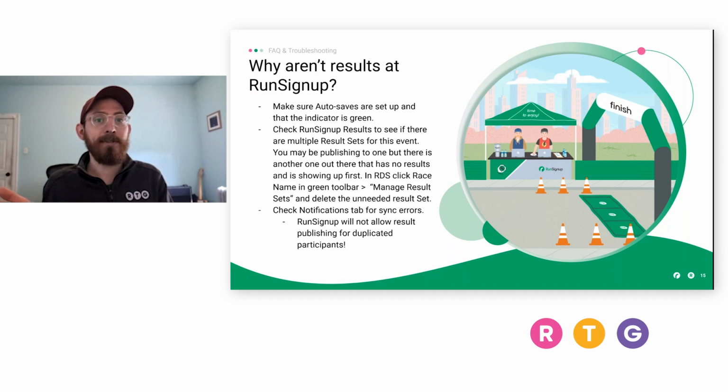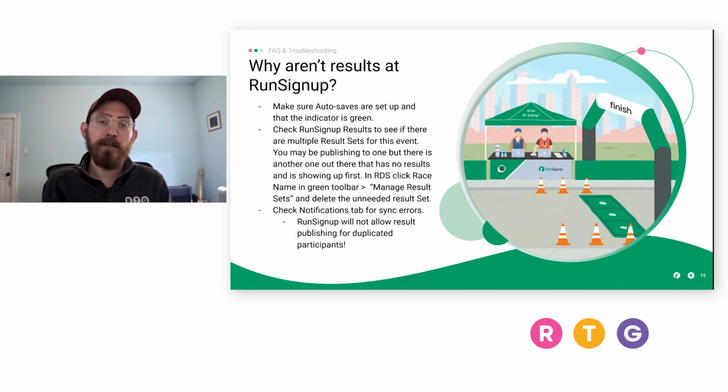That happens every once in a while. So you've got to learn how to manage the result sets to clean things up. If you go into RaceDay Scoring, there's the race name in the green toolbar. Click that race name and it brings up a few helpful links, one of them being the manage result sets link.